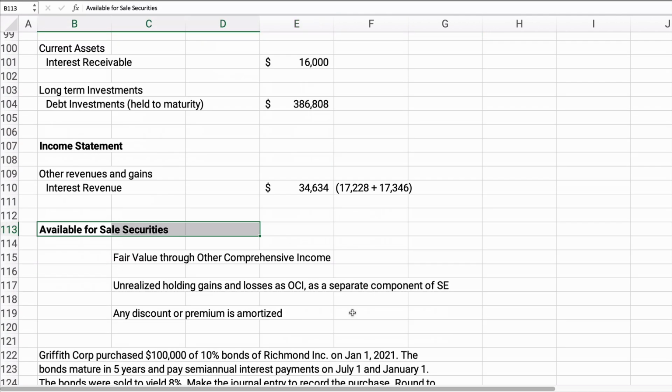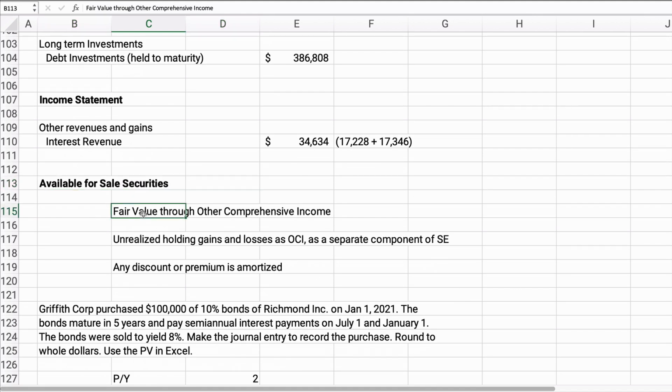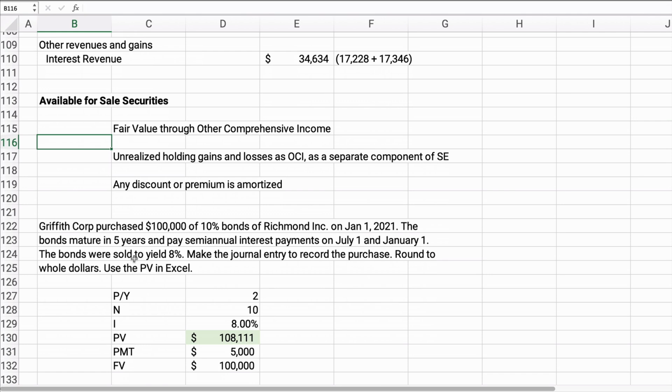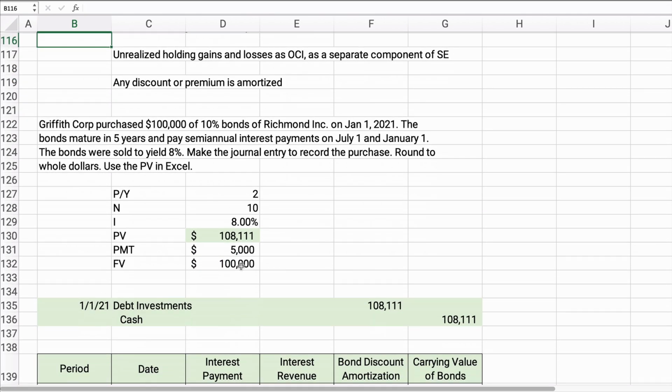Now, available for sale is a little bit different, so we're going to do a similar problem. It is fair value through other comprehensive income, and the unrealized holding gains or losses go in OCI as a separate component of stockholders' equity. Any discount or premium is still amortized, but it's always shown at fair value. So I just set up another little problem where it's $100,000. We'll make payments at 10%, so 10% times $100,000 divided by 2 is $5,000. 8% for 5 years, so 10 periods, and so we end up with $108,111. There's your present value of the bond, just like before.